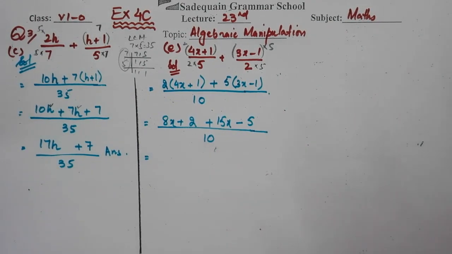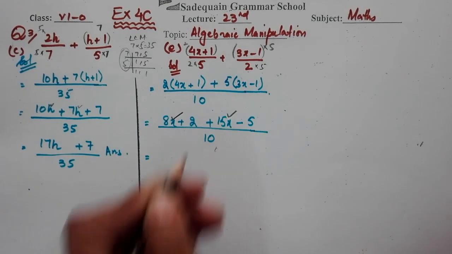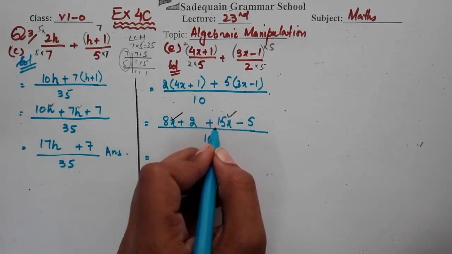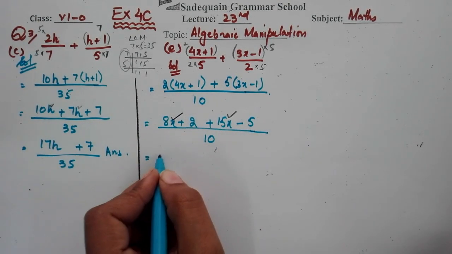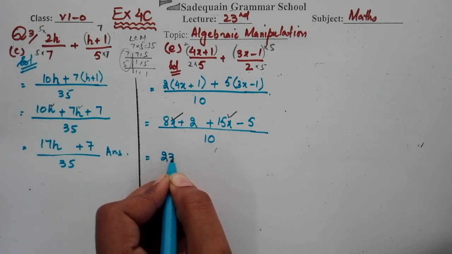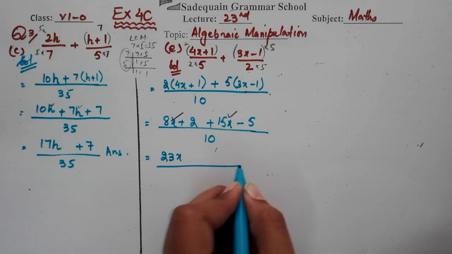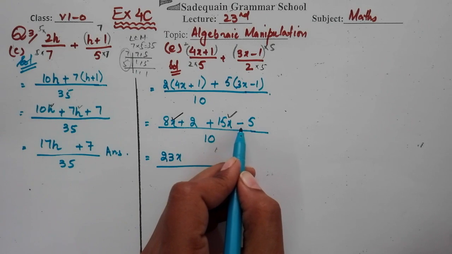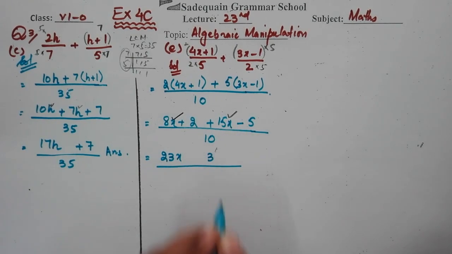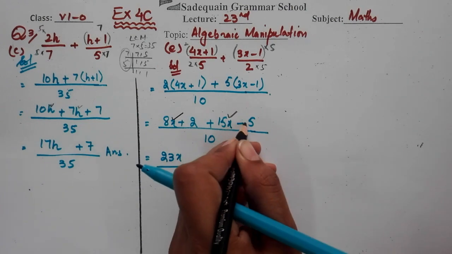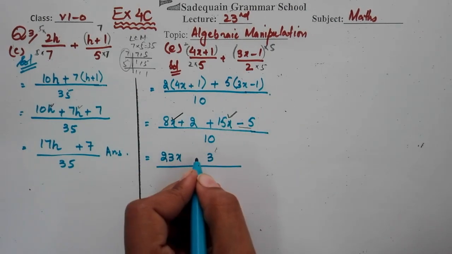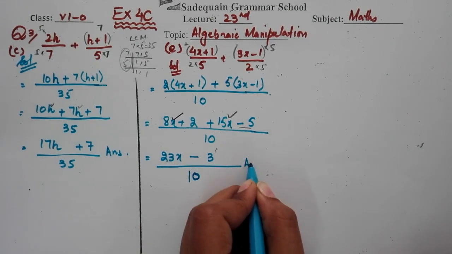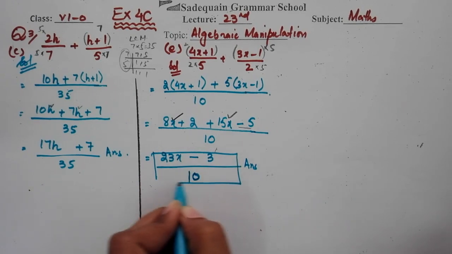Done. Now we have to add the like terms. Now which are the like terms? Yes, x and x. These are the like terms, same variables, same power. So 8 plus 15, plus plus plus, it will be equal to 23x. And now we have two constants here, 5 and 2. Now plus and minus, it will be minus, so 5 minus 2, it will be 3. And the sign of which number will come along with the answer? Yes, the greater number, that is the minus 1. So it will be minus 3 upon 10. The denominator remains as it is, and that will be the answer for this part. Done.